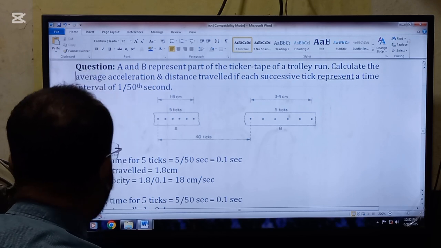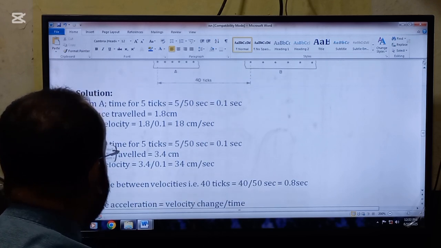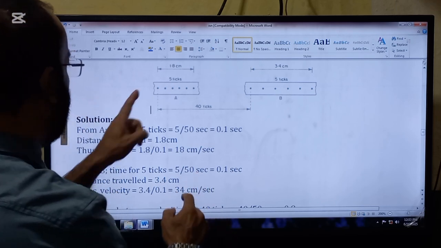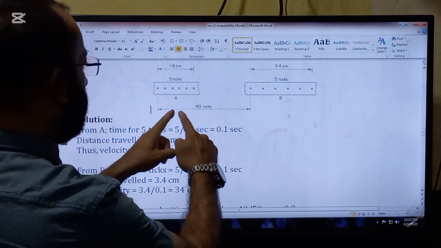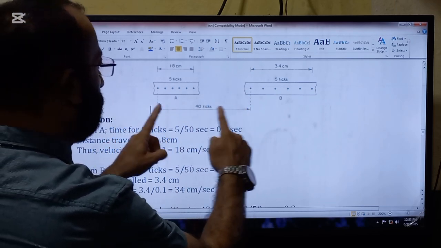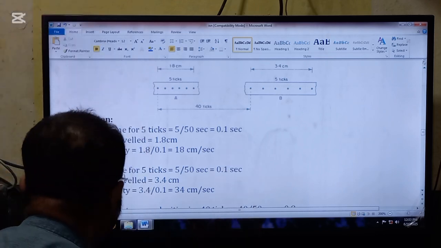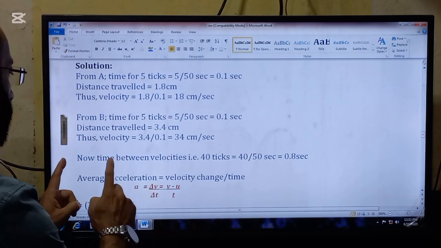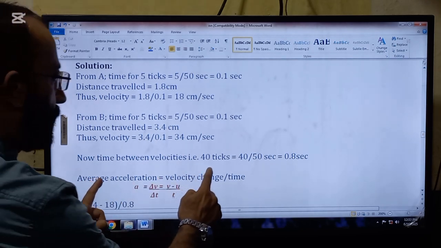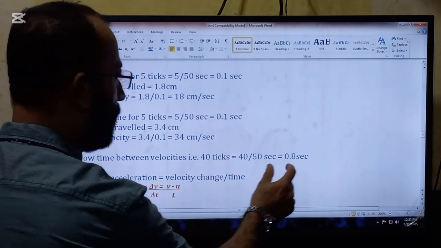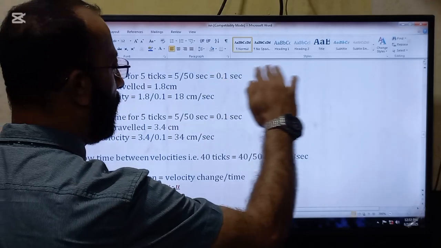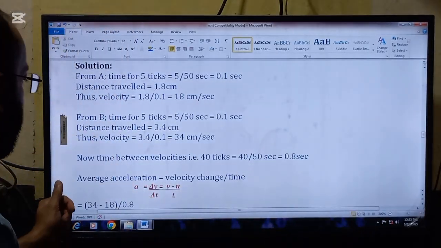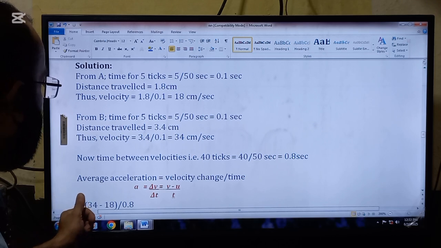acceleration. So look now, for acceleration, the time from here to here, the total ticks are 40 ticks. So first we will find the time for 40 ticks. The method will be the same, 40/50. So this is the time for 40 ticks from A to B. Now the formula will be used.